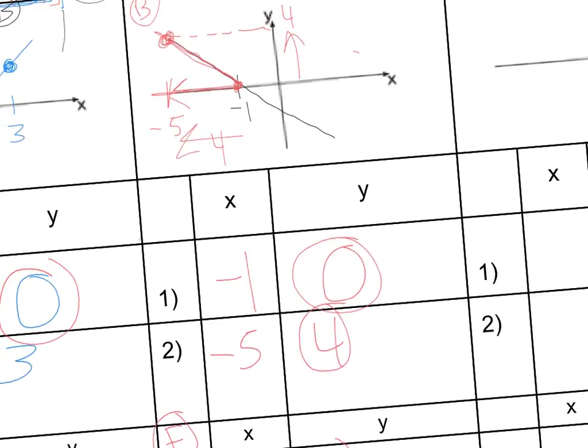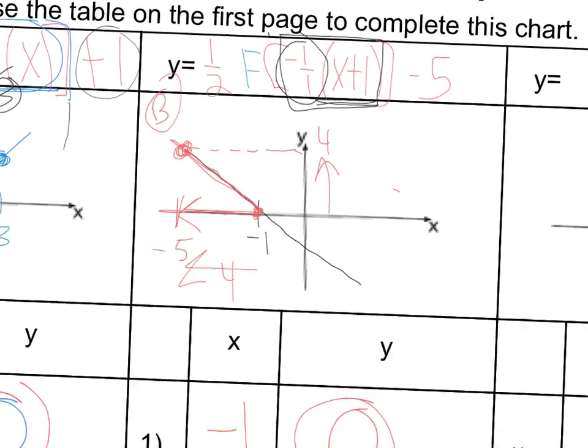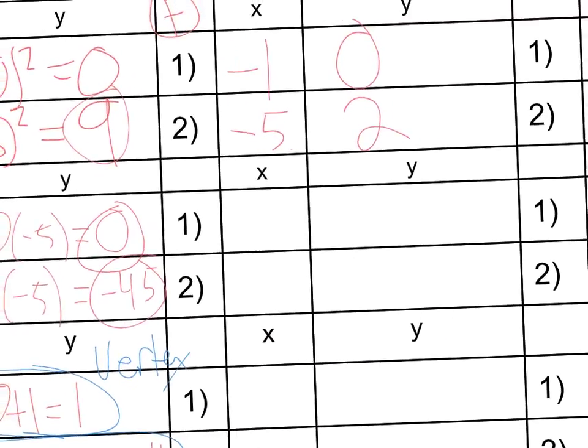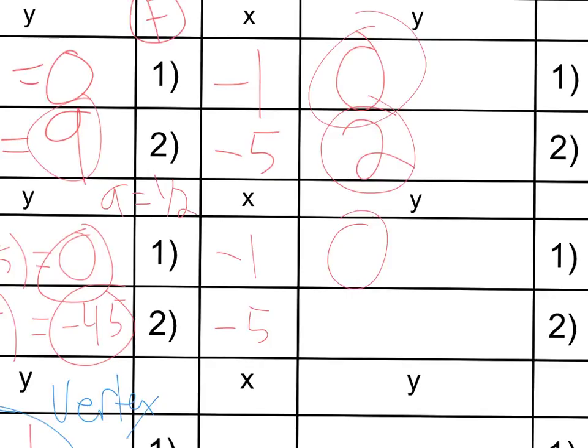What's the next thing I do? Well, after I apply rule f, I need to multiply. What am I multiplying in this case? 1/2. So I'm multiplying the y values by 1/2. This is our a value, 1/2. The x values -1 and -5 don't change. 0 multiplied by 1/2 is still 0. 2 multiplied by 1/2 is 1, not 1/2.